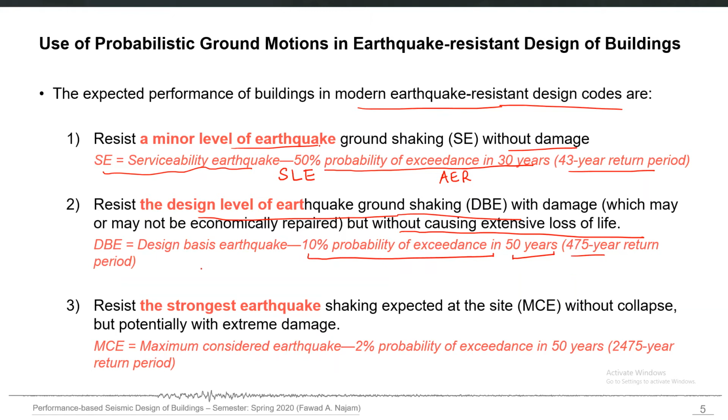And at the same time, it is also expected from the structure that under the strongest earthquake, which is defined as the MCE level, it is allowed to have significant damage, but it should not collapse. So it can be expected that there is extreme damage in this case that is allowed, but it should remain standing, it should not collapse under this high level of an earthquake, which is defined as an earthquake having a 2% probability of exceedance in 50 years, corresponding to a 2475-year return period.